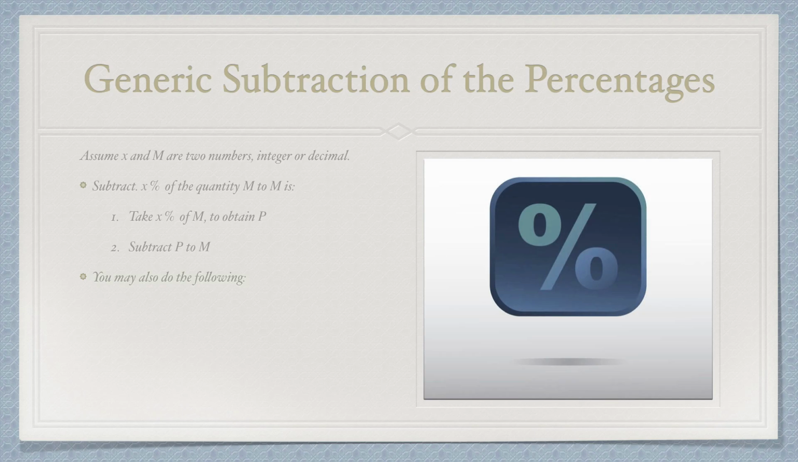You may also do the following. Divide x by 100 to obtain y equals x over 100. Subtract y to 1 to obtain z equals 1 minus y. That can be negative or 0. It is not always positive. And then multiply m by z, 1 minus x over 100.